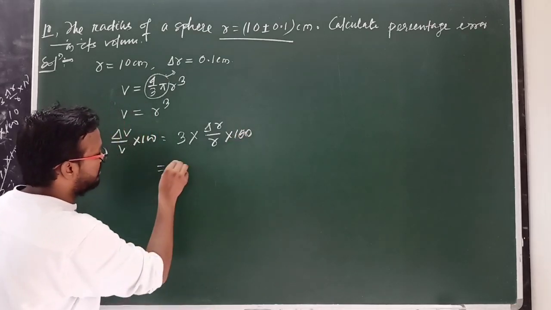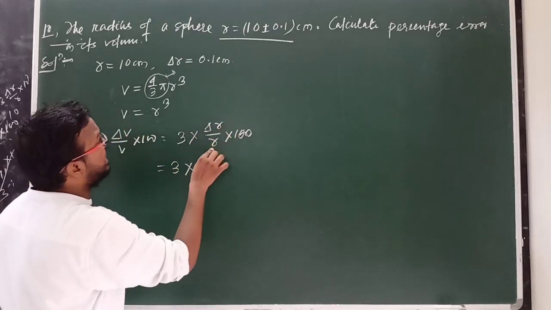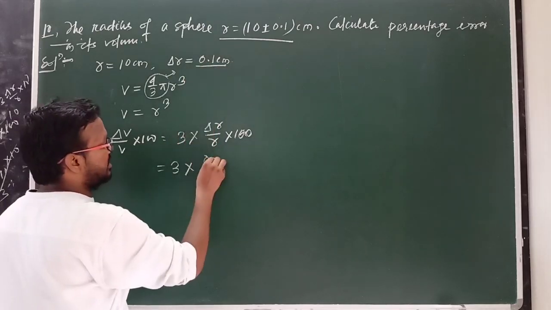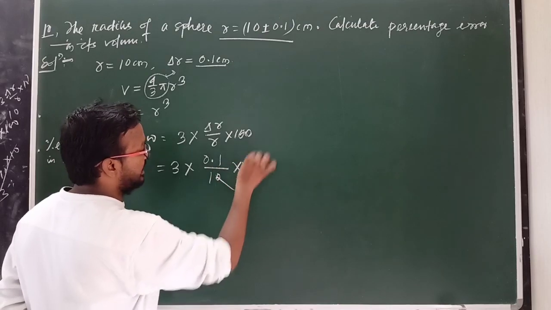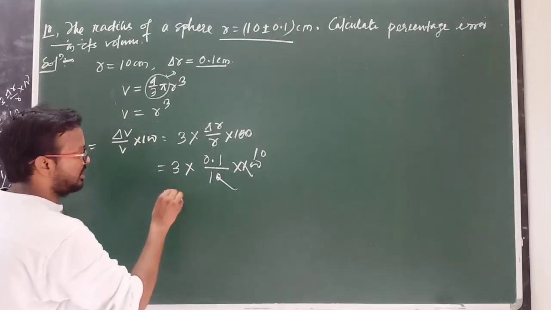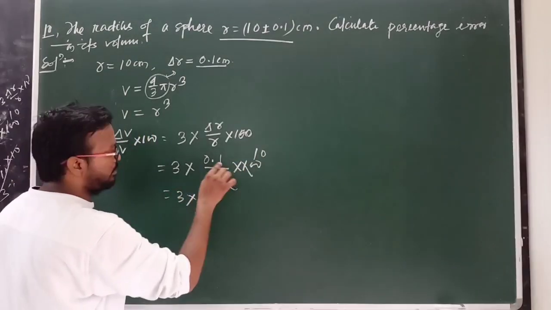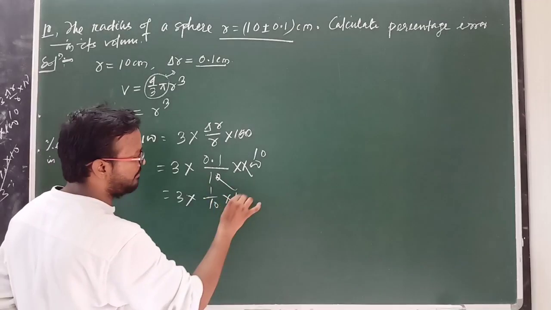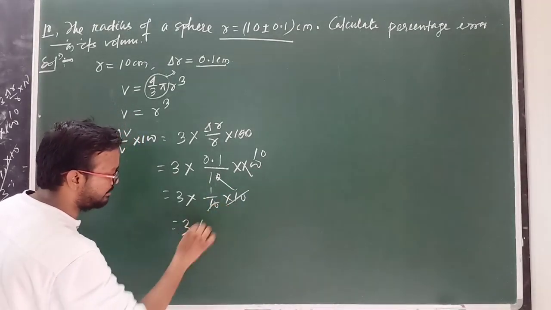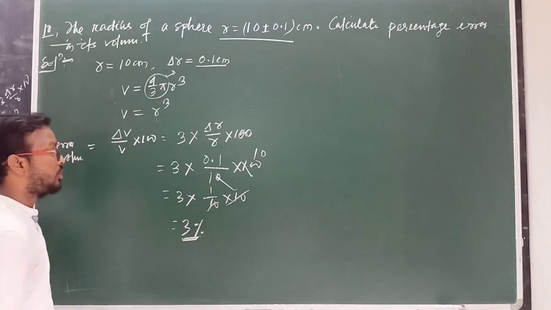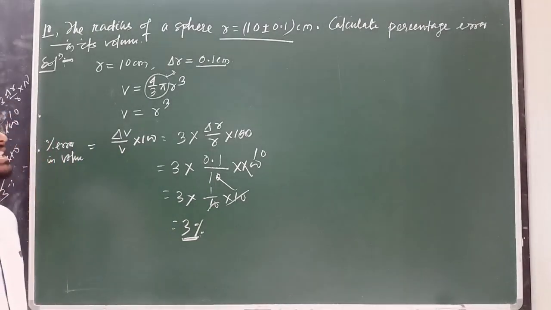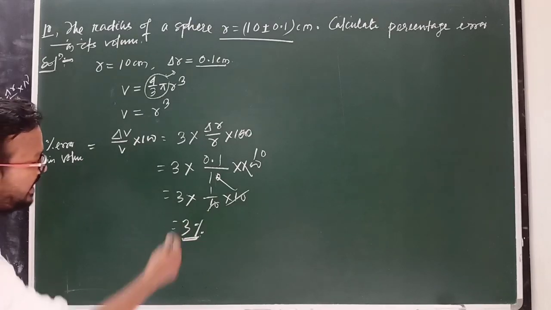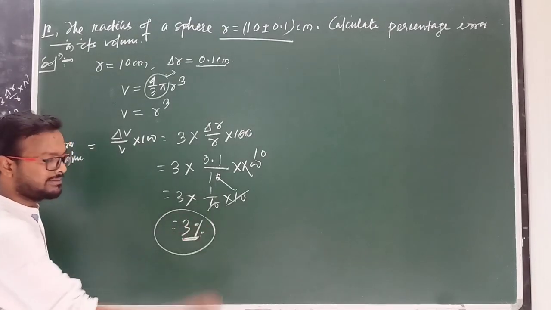Clear? Now use the values here. So 3 into delta r by r, delta r is 0.1 divided by r, which is 10, into 100. Then 3 into 0.1 means 1 by 10, into 10 cancels, so 3%. Clear? So the percentage error in calculation of volume of a sphere, if the given radius is 10 plus minus 0.1, then the answer will be 3% error.